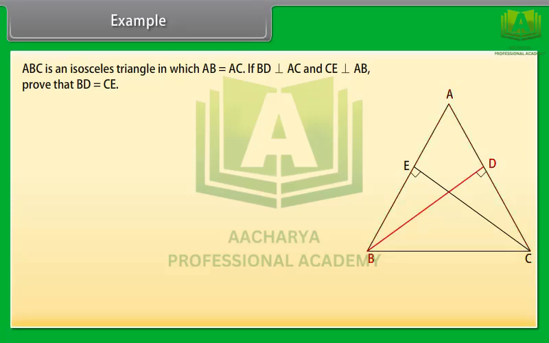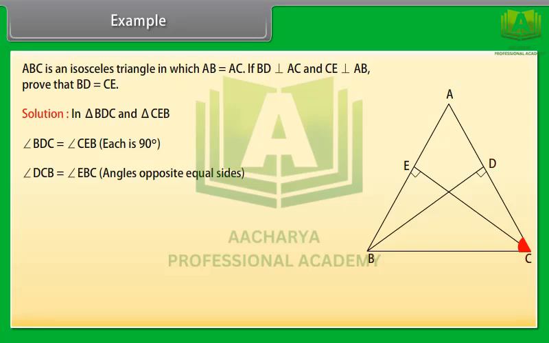ABC is an isosceles triangle in which AB is equal to AC. If BD is perpendicular on AC and CE is perpendicular on AB, prove that BD is equal to CE. Solution. In triangle BDC and triangle CEB, angle BDC is equal to angle CEB because each angle is 90 degrees.